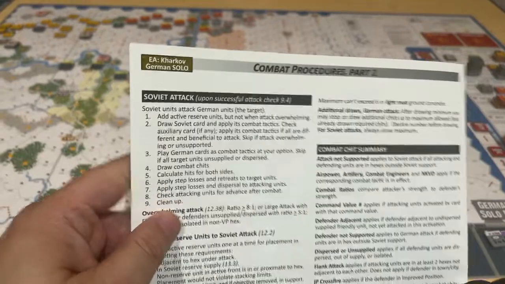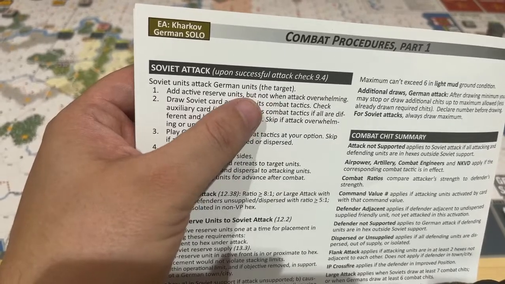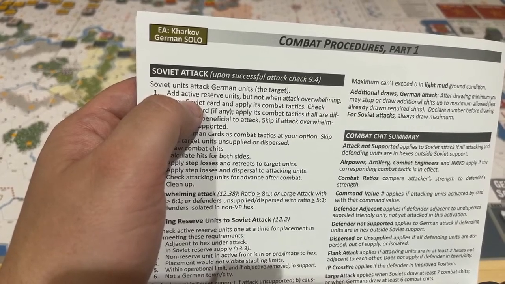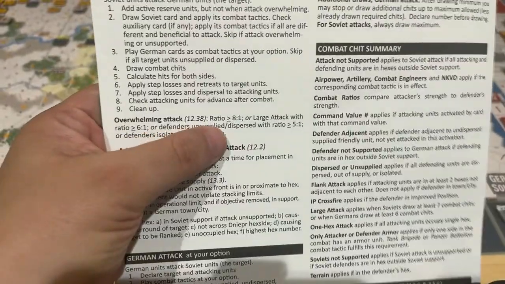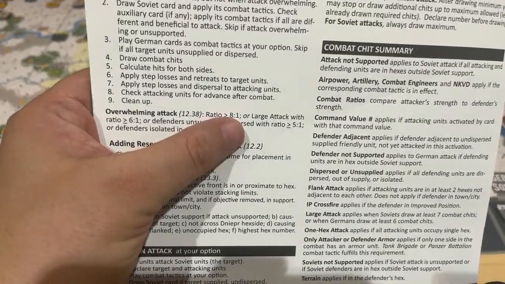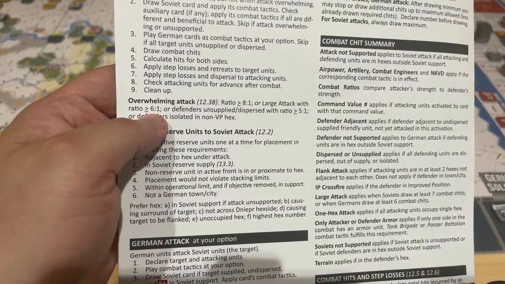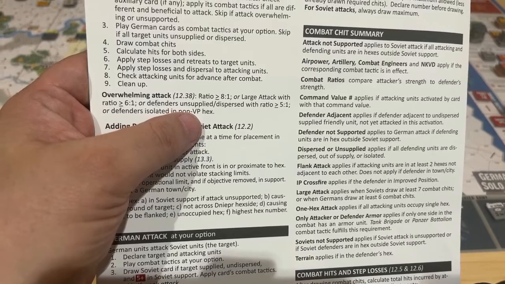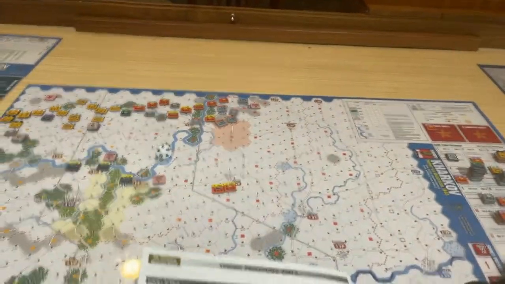One of the steps when you're doing combat is step one here, add active reserve units, but not when the attack is overwhelming. So we have to check that. The first attack, if you remember, was 7-to-1 odds. It became 8-to-1 after the combat tactic was added. An overwhelming attack is 8-to-1, or a large attack with 6-to-1. It was a large attack with at least 6-to-1, so those reserve units would not have joined that attack. Now, the reserve units would, however, have joined the other attack that was 1-to-1.